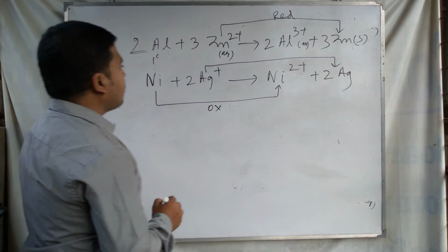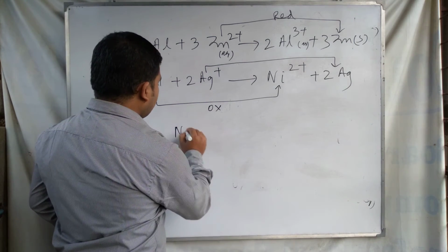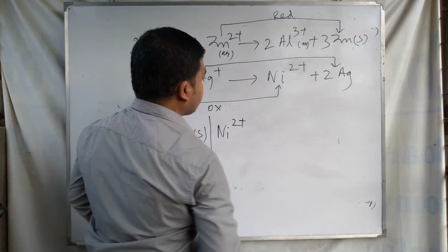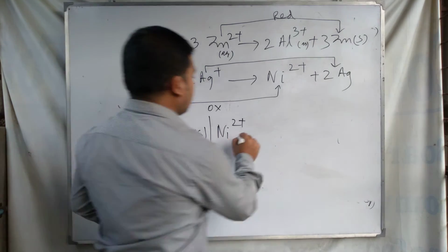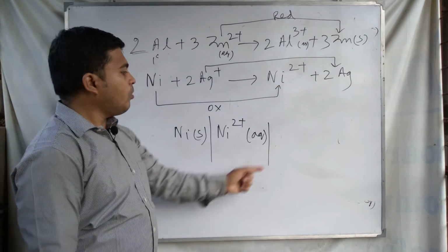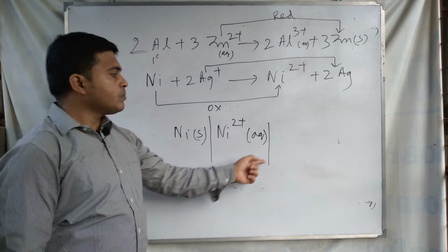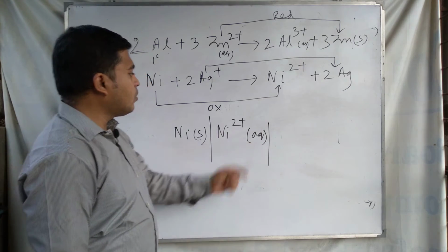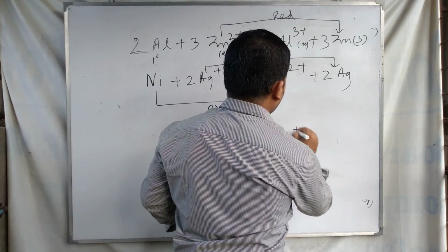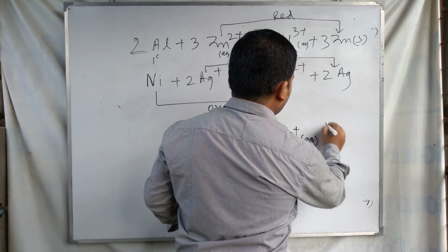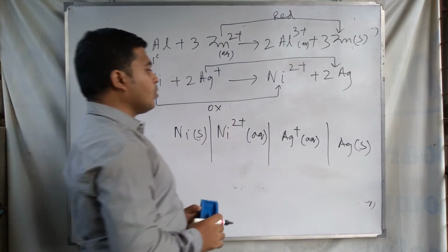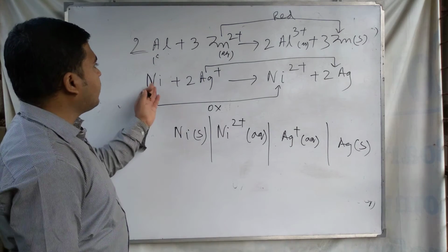So in this case the representation should be like this. Oxidation means nickel solid is changing into nickel 2 plus aqueous. If there is any concentration of the nickel sulfate solution, then write in this bracket what is the concentration of the nickel sulfate solution. And after that, silver plus aqueous is changing into silver solid. So this is the total representation of this galvanic cell.